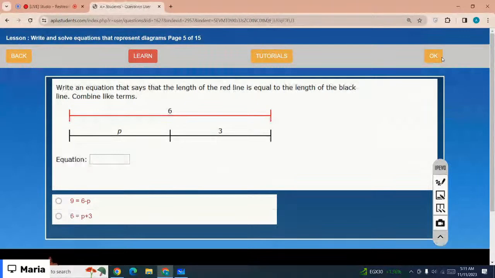Write an equation that says the length of the red line is equal to the length of the black line. Combine like terms. The length of the red line is 6, and the length of the black line is, you have p and 3, so you can write plus 3. Because you don't have the same variables, you cannot combine them. So you can just write them as p plus 3. So the correct option is 6 equals p plus 3. Got it?